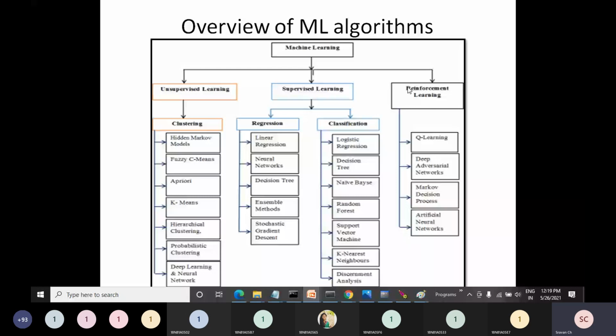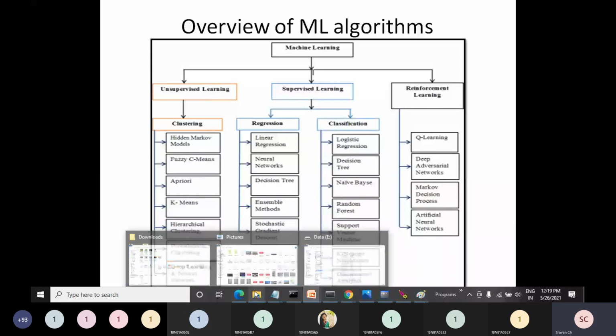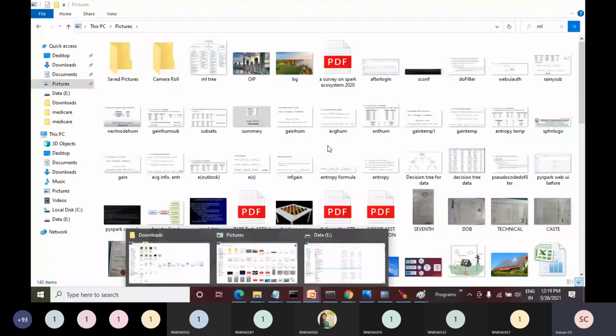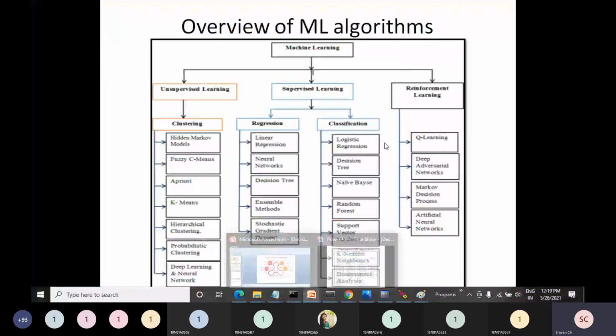So friends, see here, machine learning: unsupervised, supervised, and reinforcement. Under supervised, again, we have classification and regression. In regression, there are five different algorithms or techniques that can be applied. In classification, these many techniques are there. In reinforcement, these many techniques are there. In clustering, these many techniques are there. But if you carefully observe this slide, in unsupervised learning, the bottommost box is deep learning and neural networks.